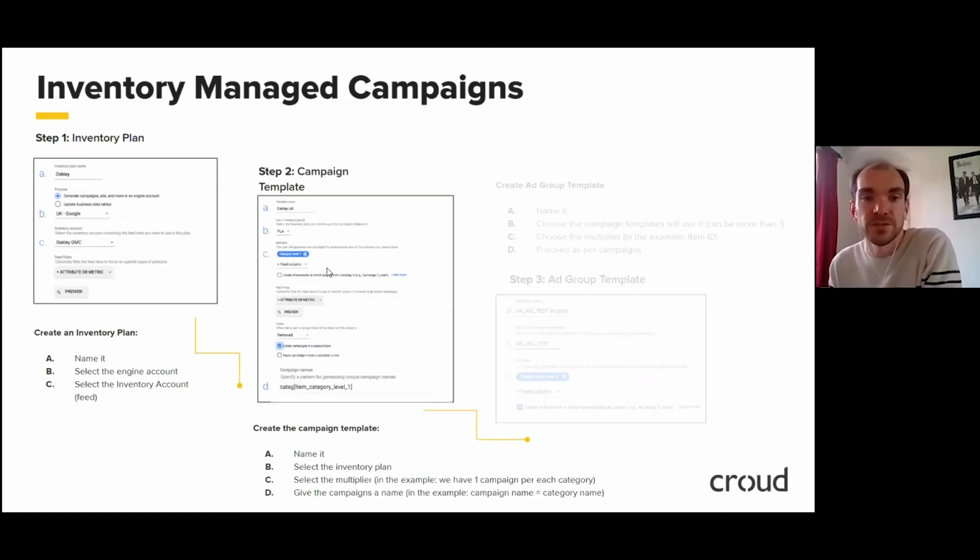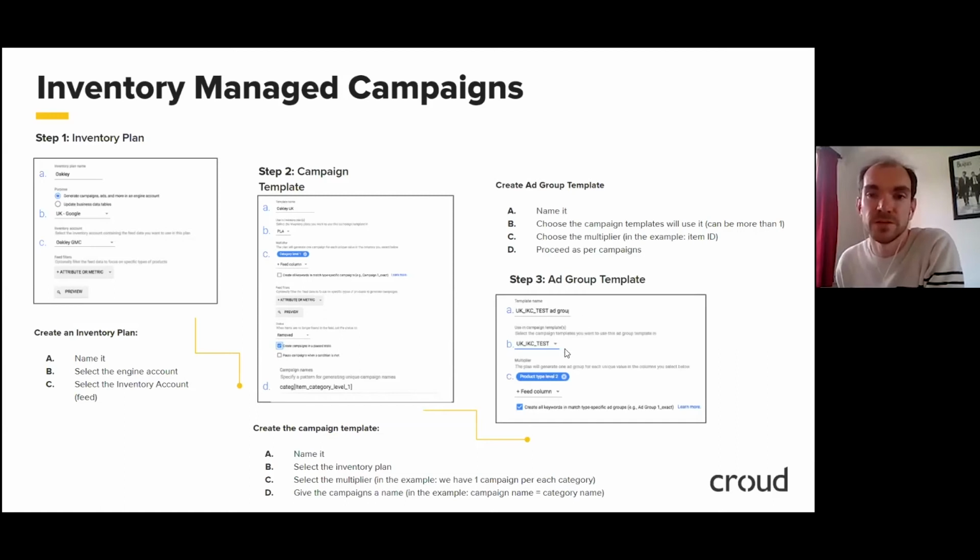The second step is to create your campaign template. Here you'll be selecting how you want to name your campaigns and what the different multiplier will be. So for example, do you want to have one campaign for each category? And once you have done this, you can then create your ad groups. That will give the template for your ad group. Here you'll select the name, and you can look at how you want to segment your ad group.